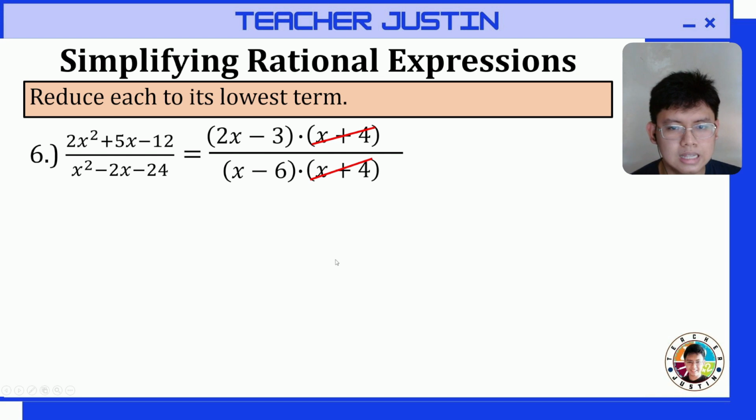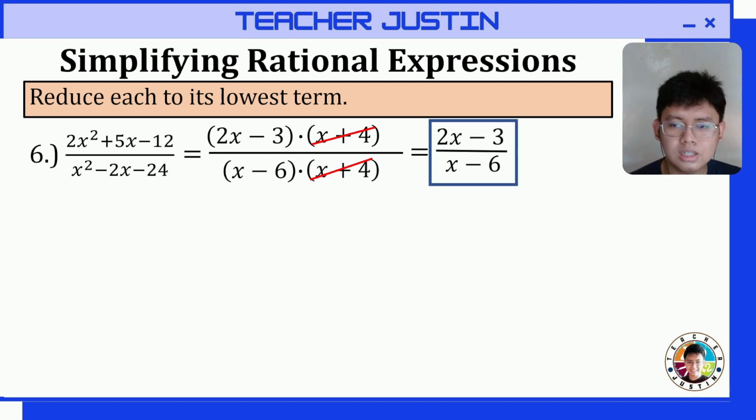So, let's cancel them and kunin natin yung mga natirang factors. So, sa numerator, ang natirang factor is si 2x minus 3. Sa denominator naman, ang natirang factor is x minus 6. So, to write our final answer, our simplified rational expression will be 2x minus 3 all over x minus 6. And that's it. Ta-da! Alright.